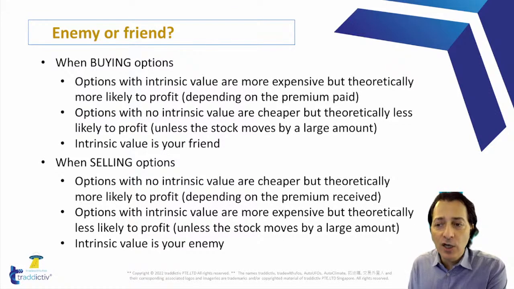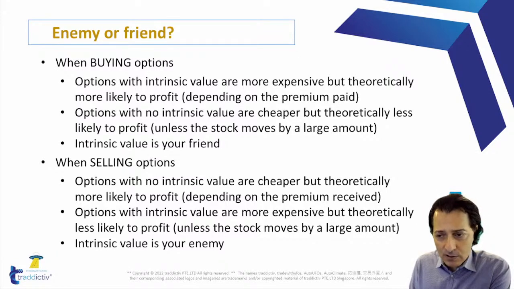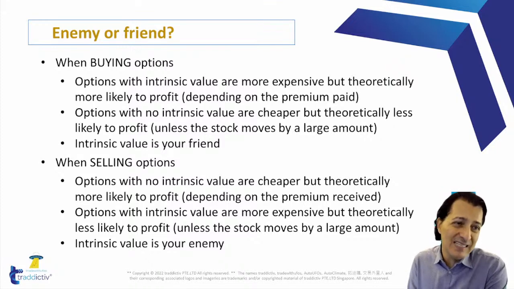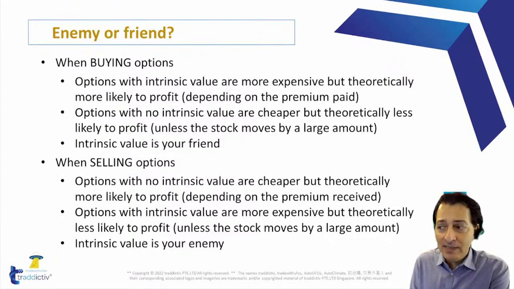So it does require a very large movement on the stock for you to profit. So in other words, when buying options, you may want to think of intrinsic value as your friend. Why? Because on one hand, it makes the trade more expensive. That's not really your friend. But at the same time, that little bit of extra price you pay is really helping you to increase your odds of profitability.